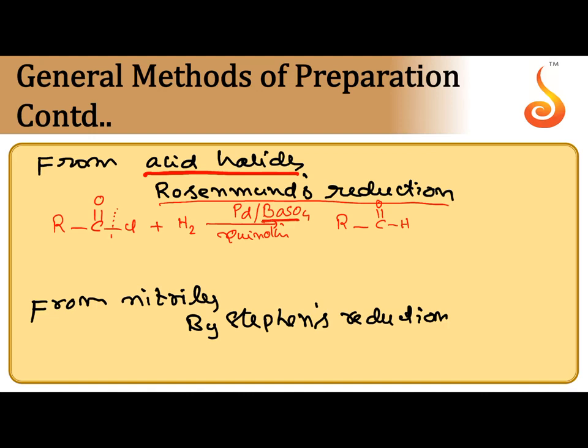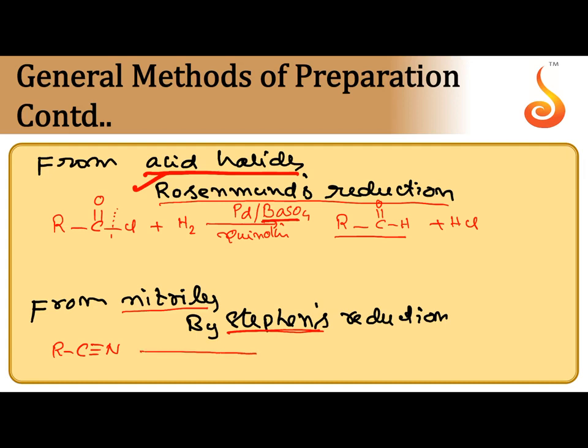The catalytic activity of palladium is suppressed. Aldehyde is the product, plus HCl. This reaction is named Rosenmund's reduction. This method is used for the preparation of only aldehydes. Next one, from nitriles, the name of the reaction is Stephen's reduction. Let us take nitrile RCN, an alkane nitrile.